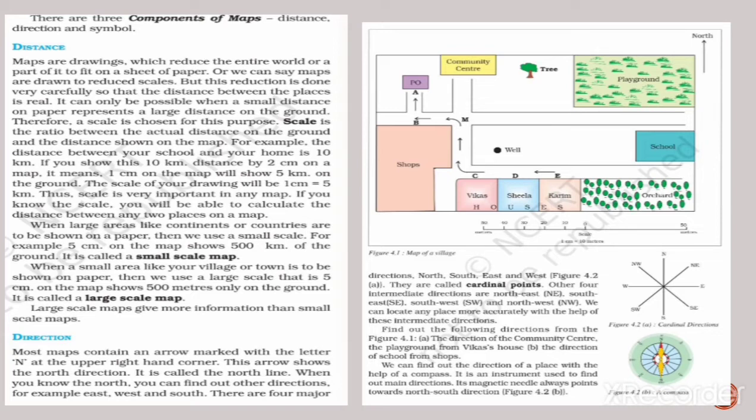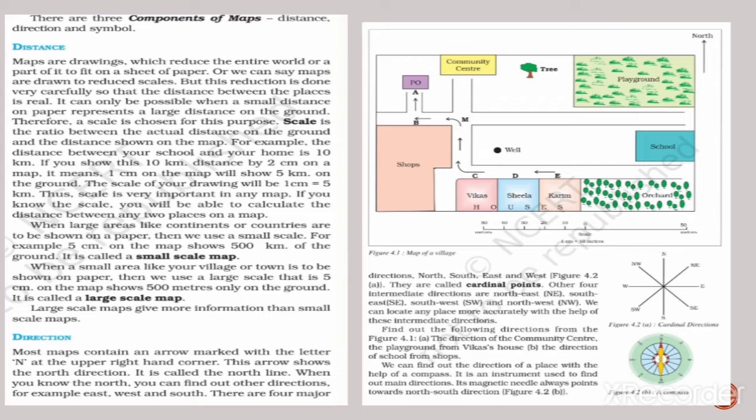Here comes the question: when do we use small scale and when do we use large scale? Suppose large areas like continents or countries are to be shown on the paper, then we use small scale. Now let's discuss what is meant by a large scale map. When a small area like your village or town is to be shown on the paper, then we use a large scale map.